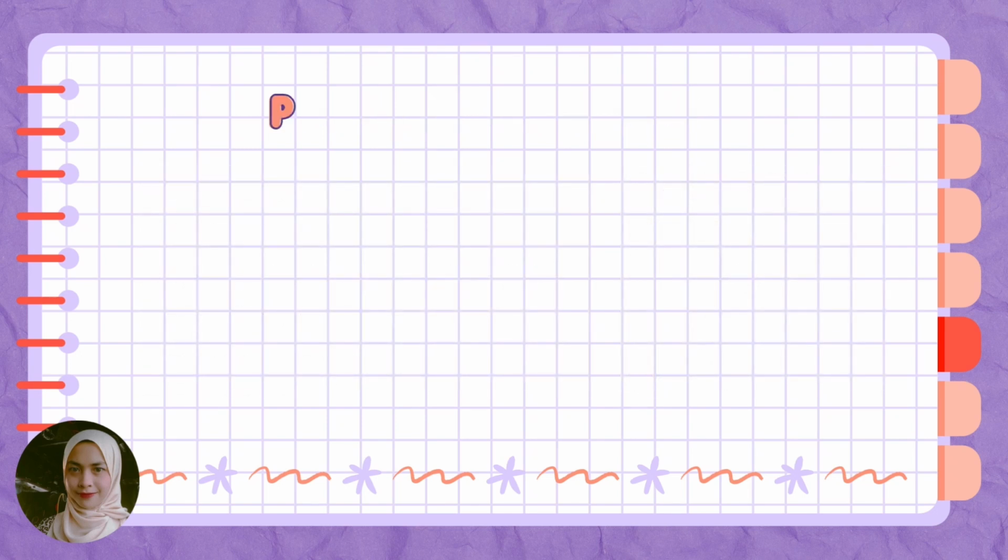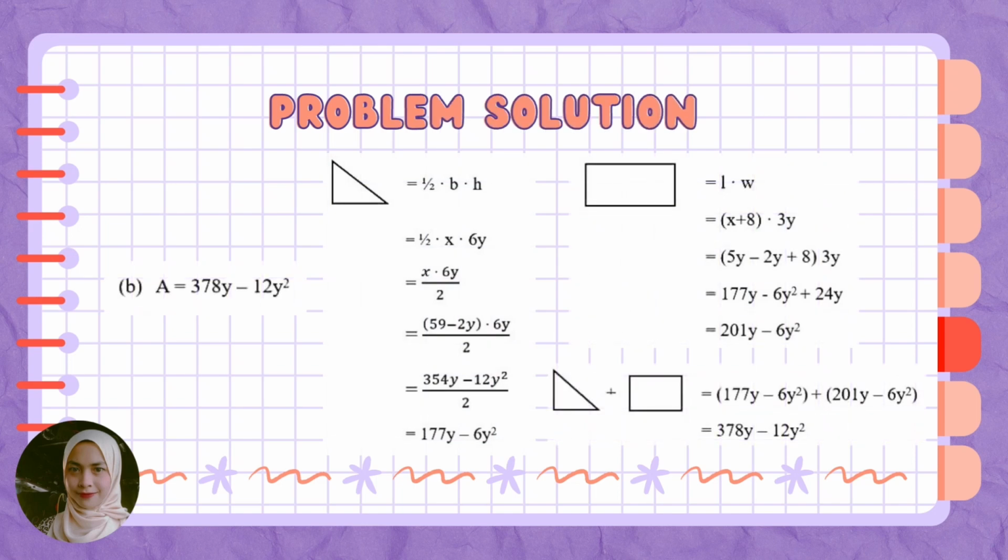For equation B, we have to show that the area enclosed by the wire equals 378y minus 12y squared. If we take a look at the question, we'll see that the area is a combination of two shapes, which are a triangle and a rectangle. In order to solve this, we need to separate it into two parts. Then, we find the area of the triangle and the area of the rectangle. To find the total area, we add the area of the rectangle to the area of the triangle.